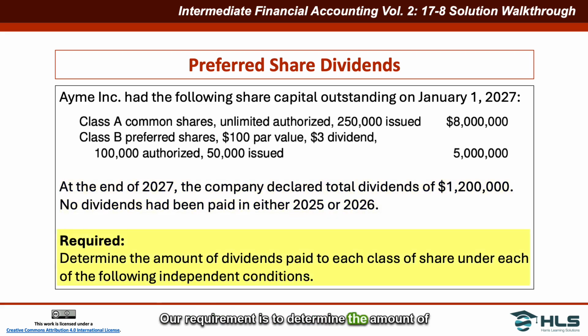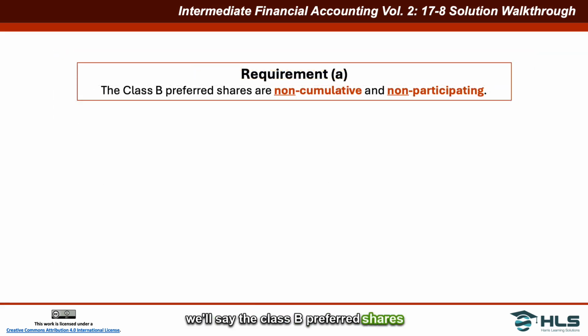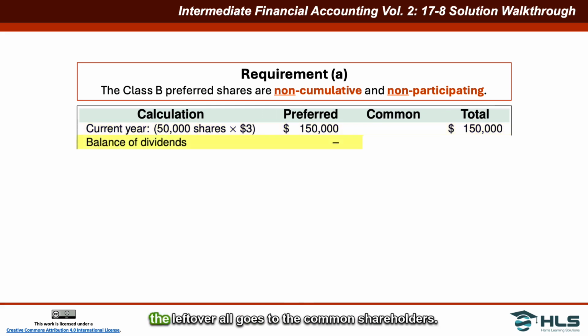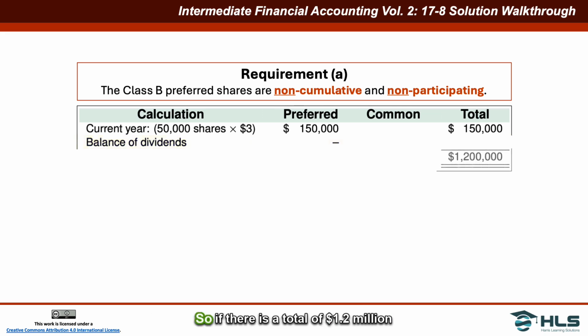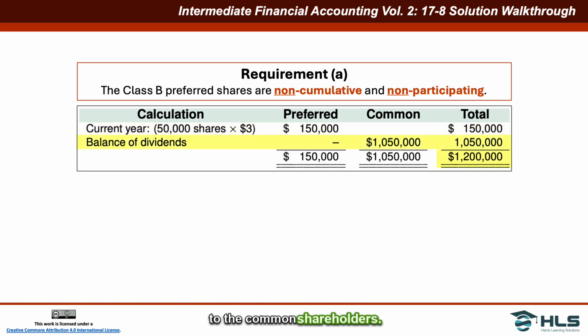Our requirement is to determine the amount of dividends paid to each class of share under each of the following independent conditions. So under requirement A, we'll say the Class B preferred shares are non-cumulative and non-participating. What we want to do first is always make sure that the preferred shareholders are paid out first. So since their shares are non-cumulative, there's only 1 year of dividends to record for the current year. So 50,000 shares outstanding times a $3 preferred share dividend is $150,000, and thus the leftover all goes to the common shareholders. So if there is a total of 1.2 million in dividends paid, the first 150,000 goes to the preferred shareholders, and the remaining 1,050,000 to the common shareholders.